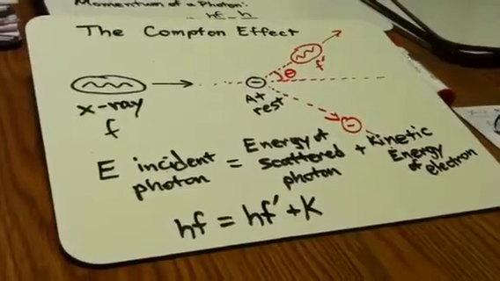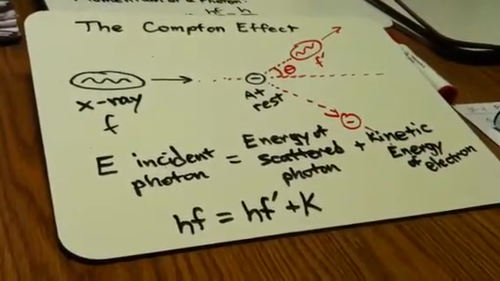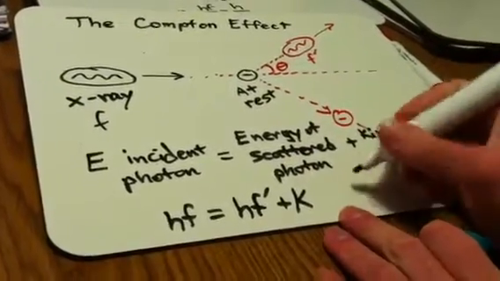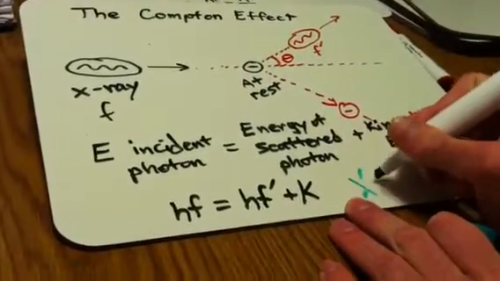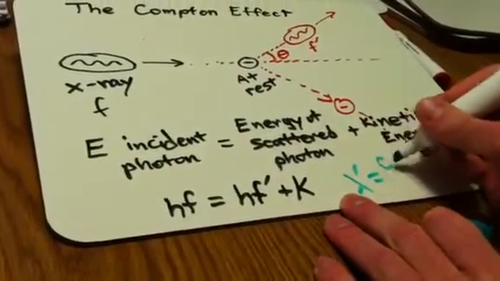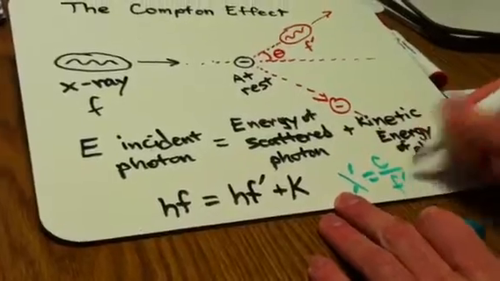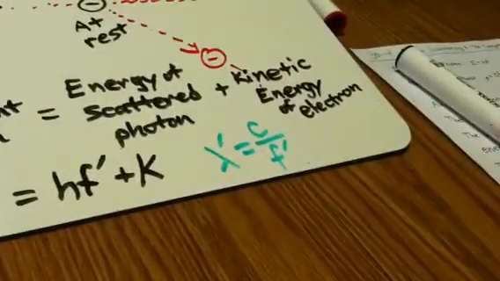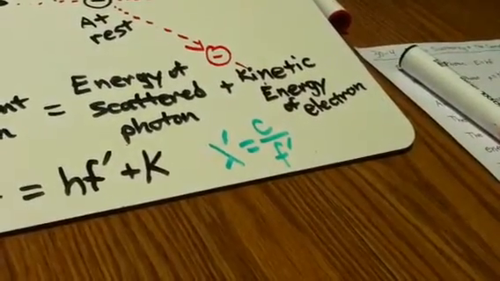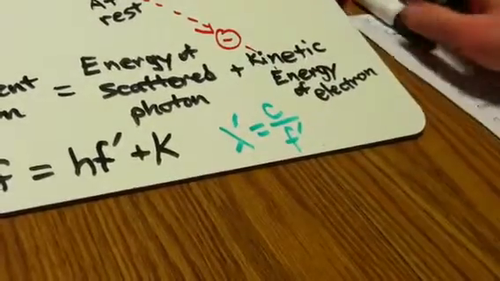And in fact, we could even calculate what that new wavelength would be, because we would just use the wave equation configured like this, the speed of light divided by the new frequency. That would give us the new wavelength of that X-ray photon.